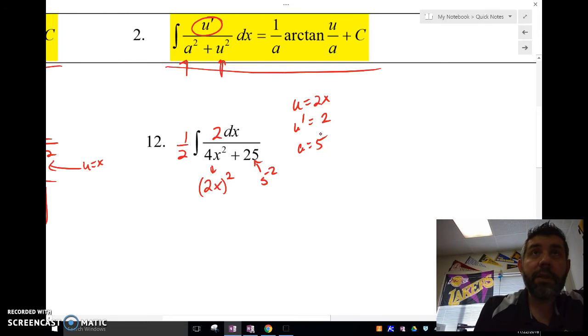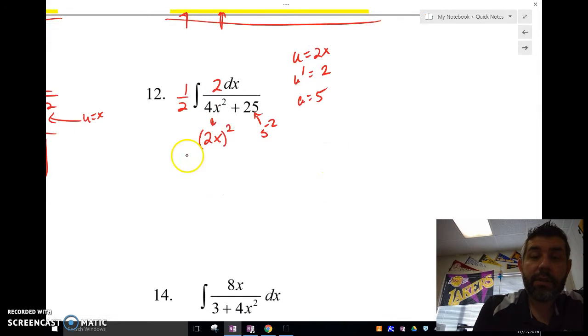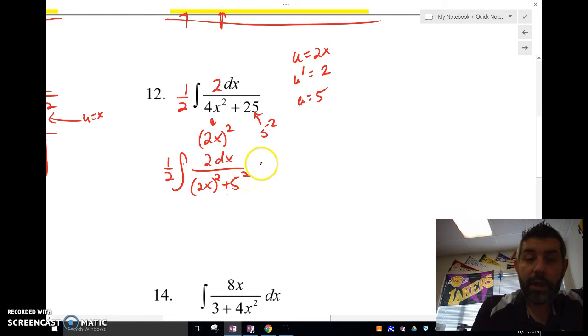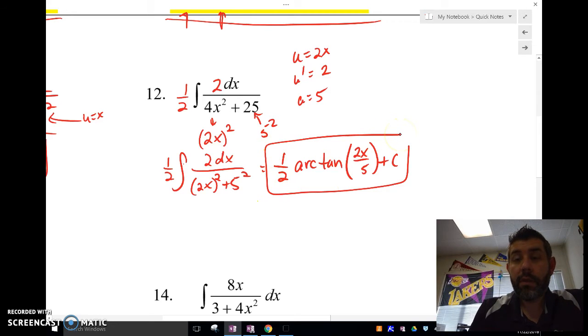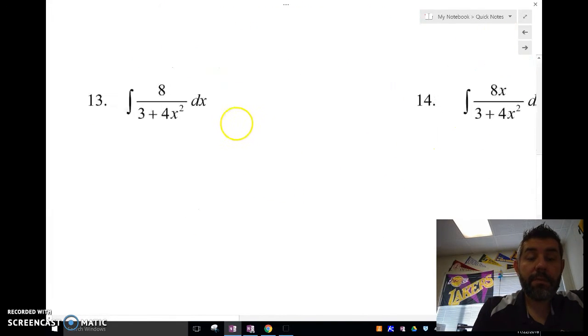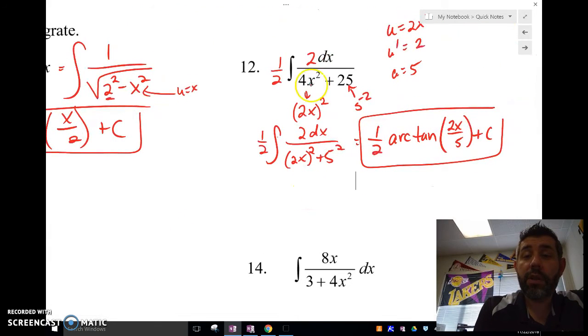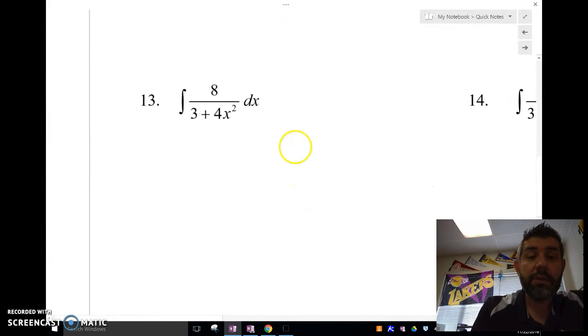So we really got something that looks like 1/2 times 2dx over 2x squared plus 5 squared. Now we can put that in there. We know it's 1/2 arc tangent of u over a. U was 2x, a was 5, plus c. That's our answer. Okay, let's look at the next one. You kind of get the hang of these once you start looking. You're looking for these things squared, right?